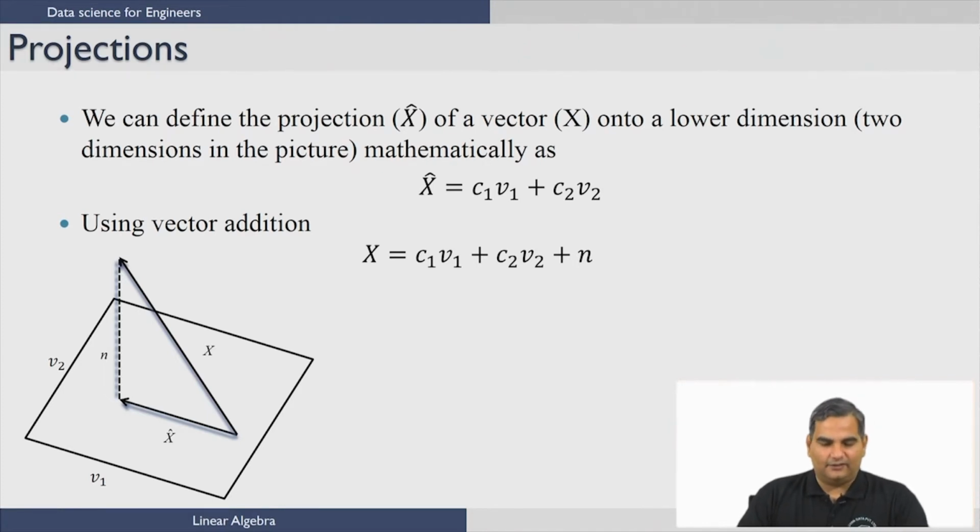So, let us take a very simple example. Let us assume that I have a plane which is shown here in this picture. Since I have a plane, basically we are looking at a 3-dimensional space. A plane has to be represented by 2 dimensions because it is a 2-dimensional object. Let us assume that the basis vectors for this plane are nu 1 and nu 2.